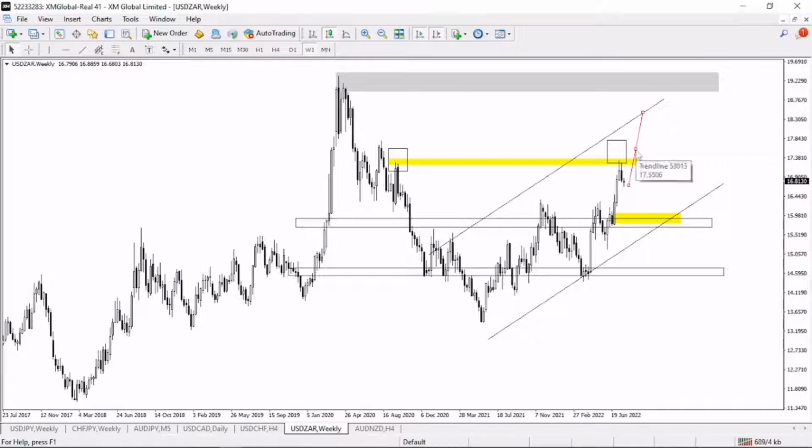Initially, what can happen is that we can expect to sell from that point, and then the overall direction will be a buy. The market will have to play out in this manner. Okay, that looks so untidy, let me just fix that. The market will have to play out in this manner. So with that being said, guys, this is USDZAR.